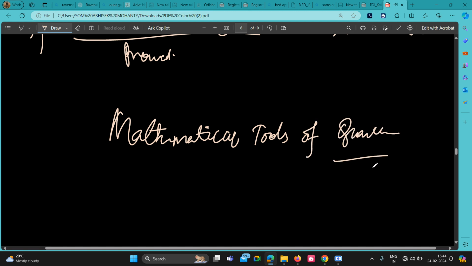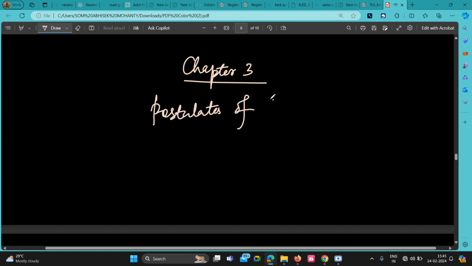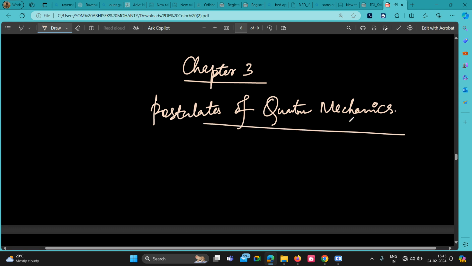So in the next session, we'll be moving to the next chapter, which is your postulates of quantum mechanics. That will be chapter 3 of the Zettili book, the postulates of quantum mechanics. I will be moving next to that. Till then, you try to solve all the questions from the second exercise of the Zettili book.